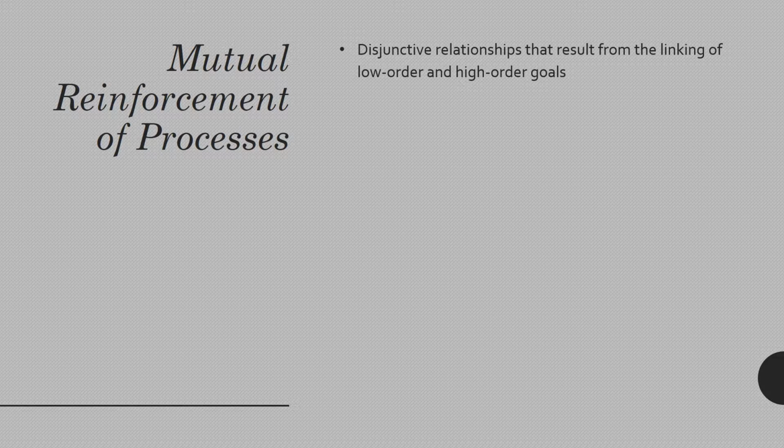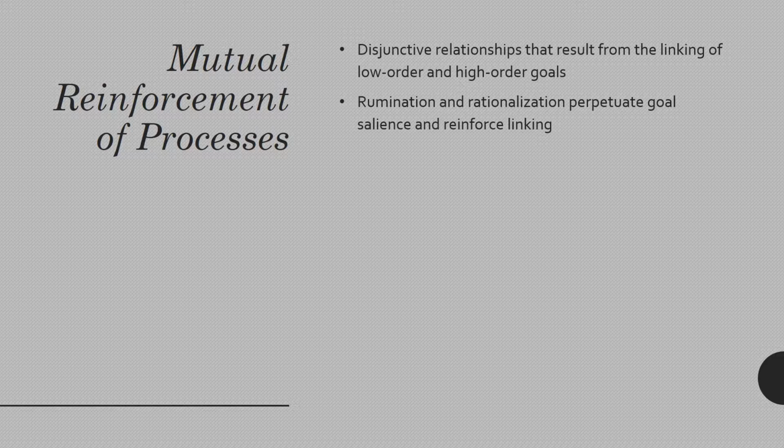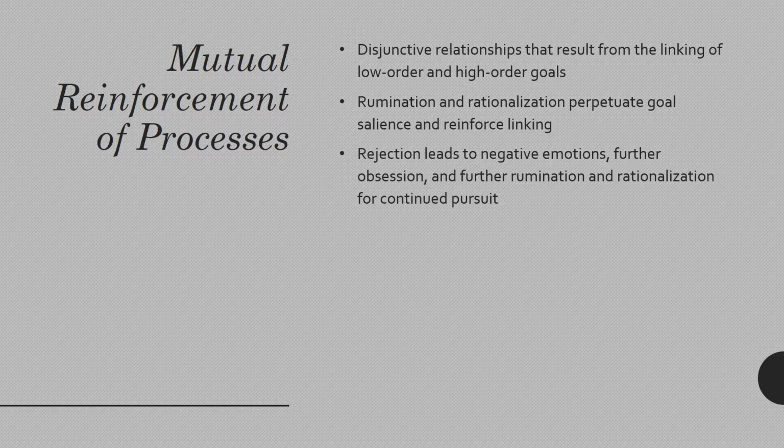As I mentioned earlier, all these processes mutually reinforce each other. I know I went through them in order, but they're actually all occurring at the same time and causing everything to get worse together. First you have the disjunctive relationship that results from the linkage of these goals, and then rumination and rationalization perpetuate how much the pursuer is thinking about this, and they reinforce that this goal is so important because of how much emotional flooding it's causing them. So rejection leads to negative emotions, further obsession, further rumination, and rationalization for continued pursuit, and further escalation of behavior. And at this point, when it escalates and starts threatening the safety of the object of desire, that's when it has escalated into stalking.